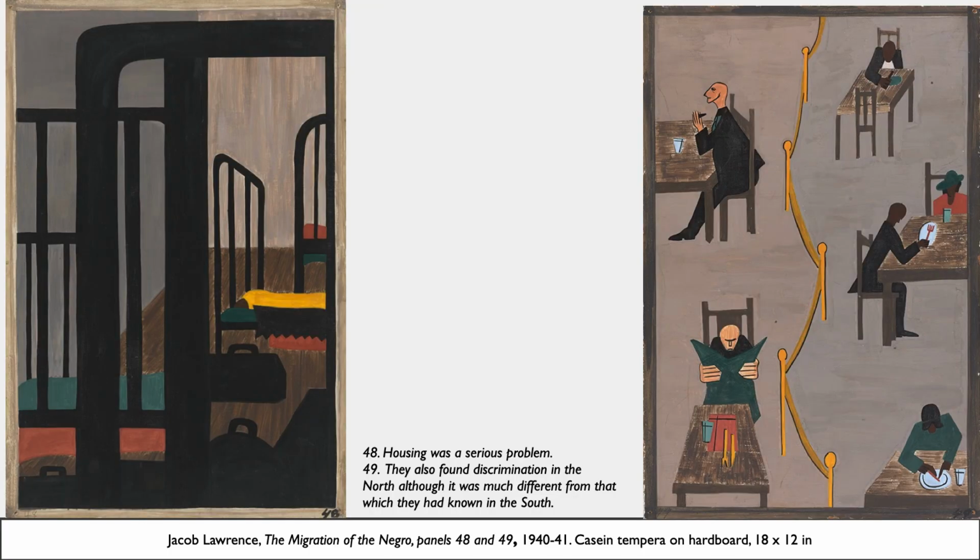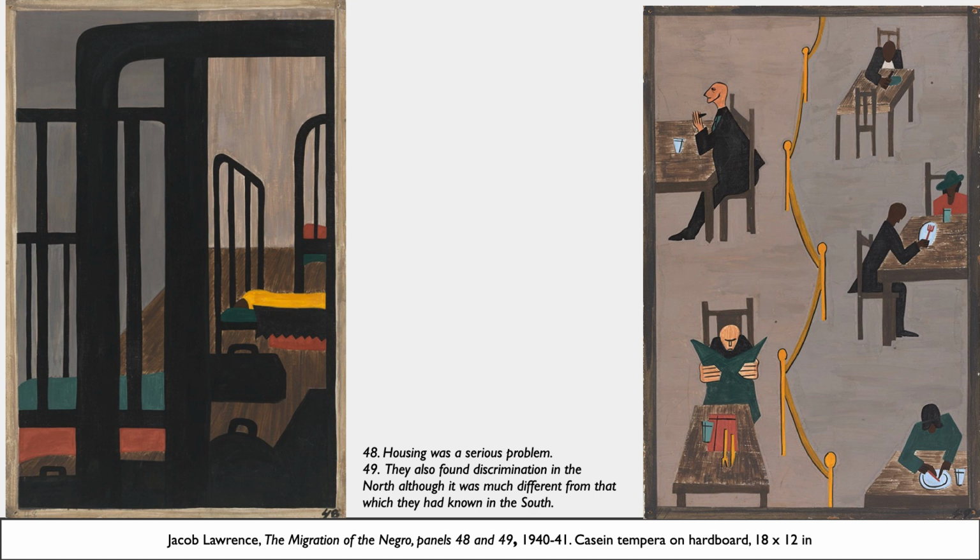And things don't necessarily turn out all that well in the cities that they settle in. "Housing was a serious problem," is the caption that you see for the image on the left, and on the right they also find discrimination in the north, although it was much different from what they had known in the south.